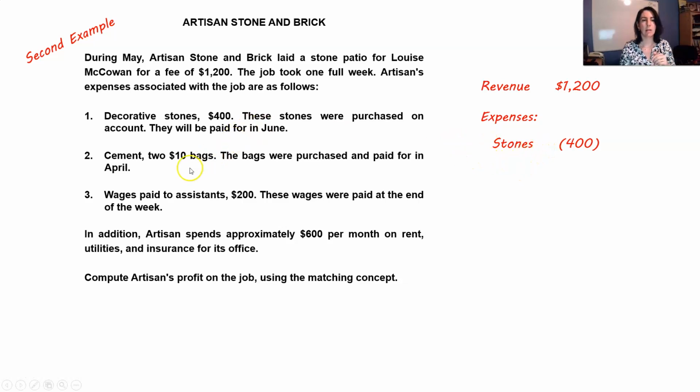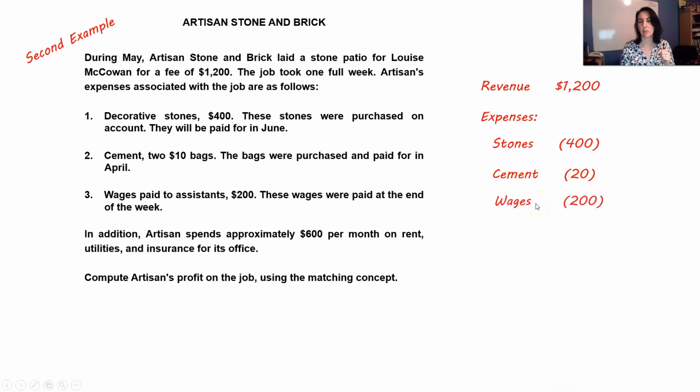Cement, 2 bags. We paid for them in April. It's May. Wouldn't those have gone against April? No, they wouldn't have gone against April. They go against the revenue that you're earning. That cement was a cost of that $1,200. So you're matching the expenses against the revenue. That $20 of cement may have been just sitting around from April, but you used them in May. They were incurred in May. The cost of using them is $20.